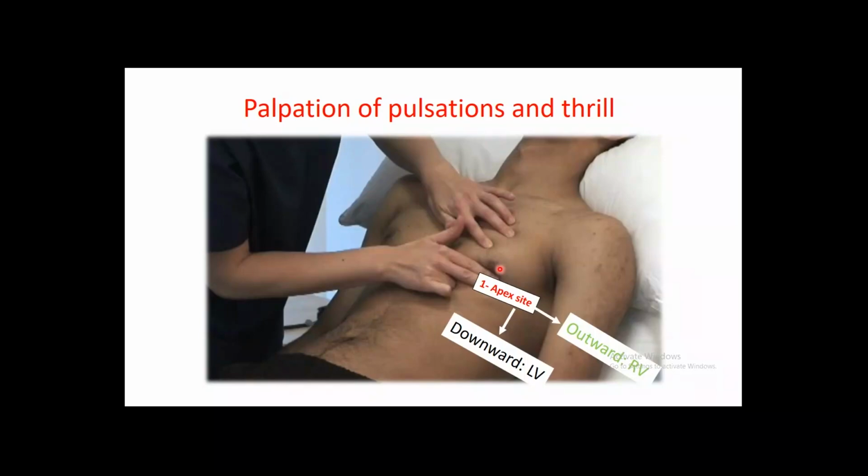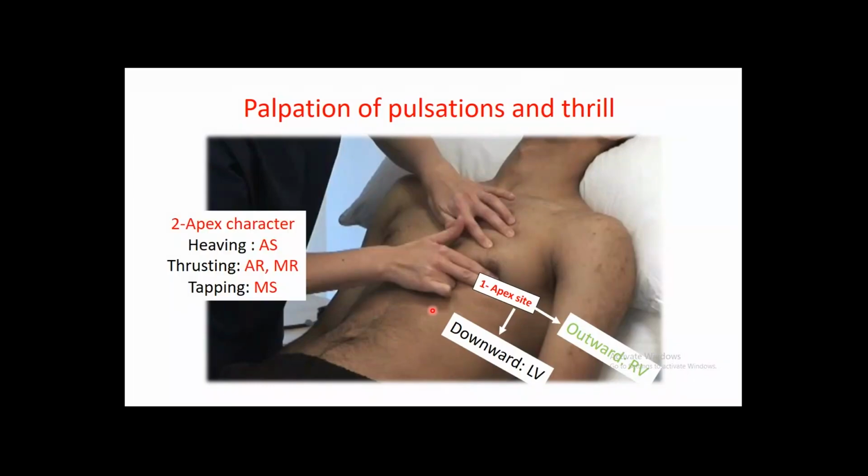So if we have the apex shifted outward, this means most probably right ventricular enlargement. And if the patient has a downward shifted apex, in the sixth or seventh space, this denotes left ventricular enlargement. This is the first thing obtained by apex localization.